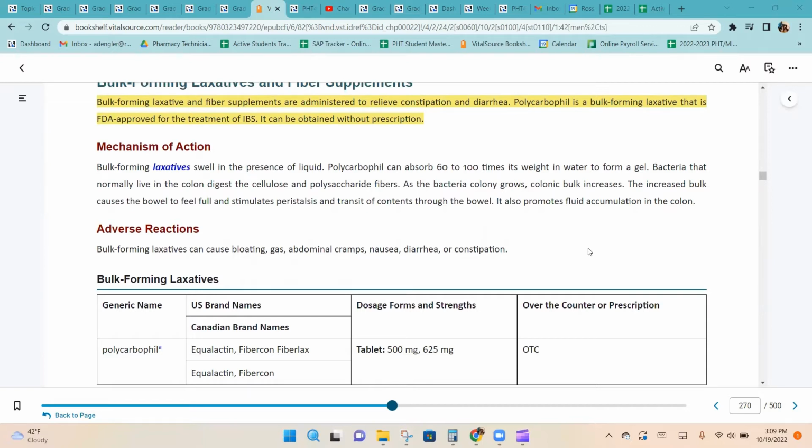Bacteria that normally live in the colon digest the cellulose and polysaccharide fibers. As the bacteria colony grows, colonic bulk increases. The increased bulk causes the bowel to feel full and stimulates peristalsis and transit of contents through the bowel. It also promotes fluid accumulation in the colon.